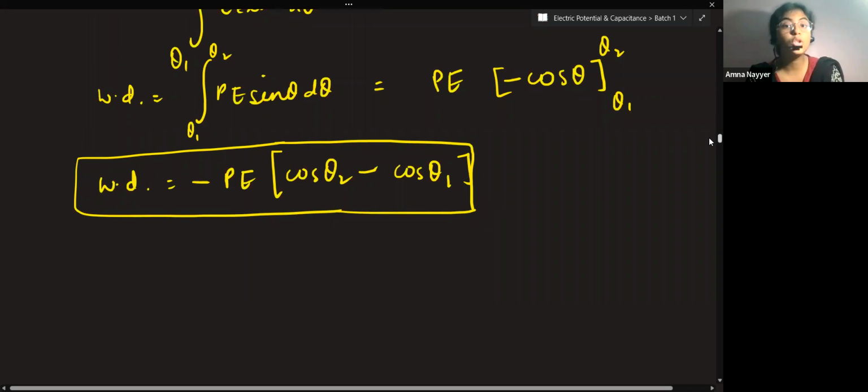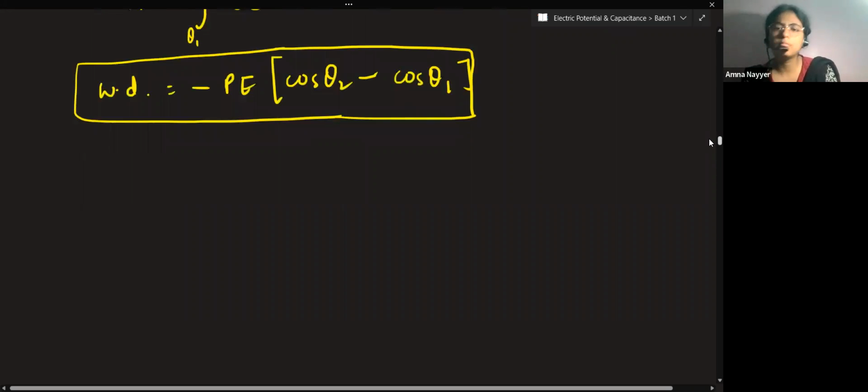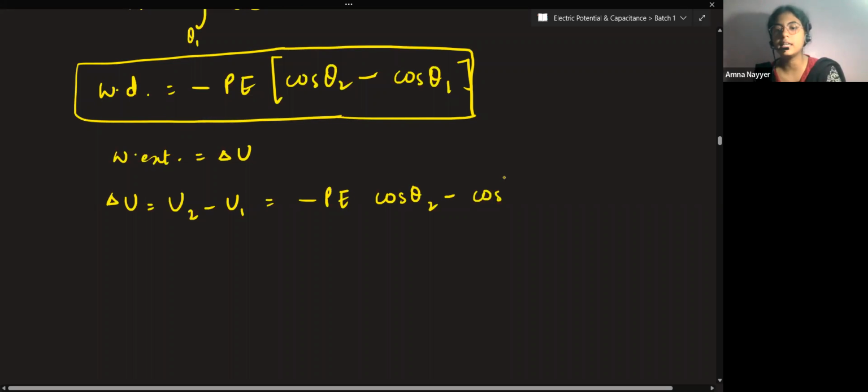Now potential energy. So you can get questions on work done also, so remember the formula of work done. And this work done gets stored in the form of potential energy. So potential energy will be what? This will be U2 minus U1, which is equal to minus PE times cos theta 2 minus cos theta 1. Minus PE (cos theta 2 minus cos theta 1).